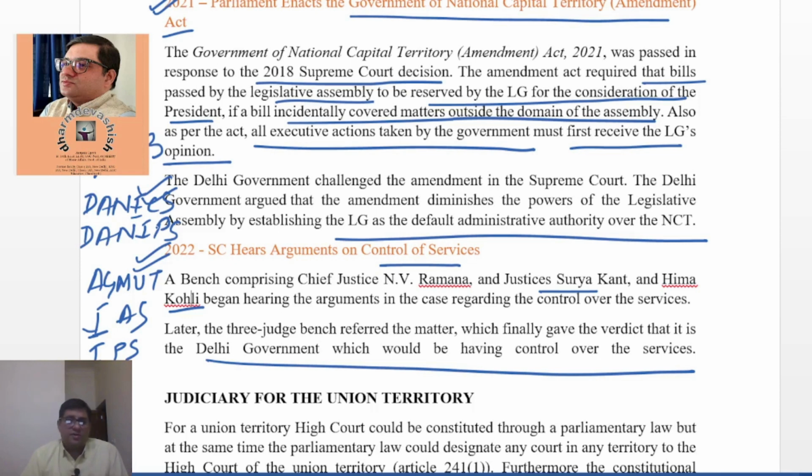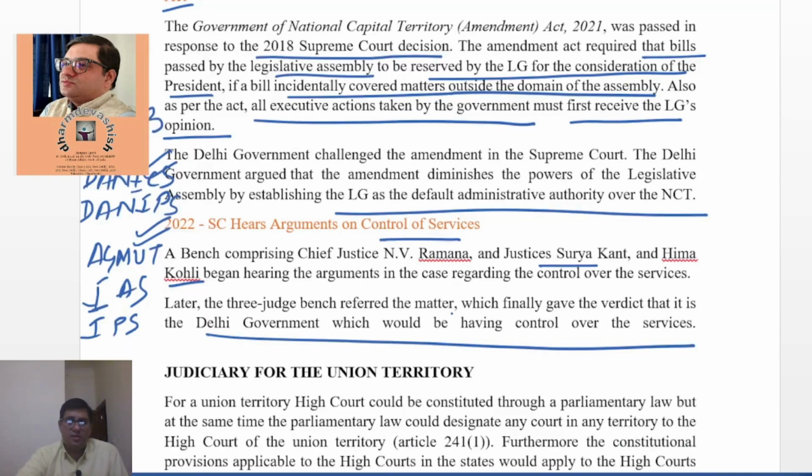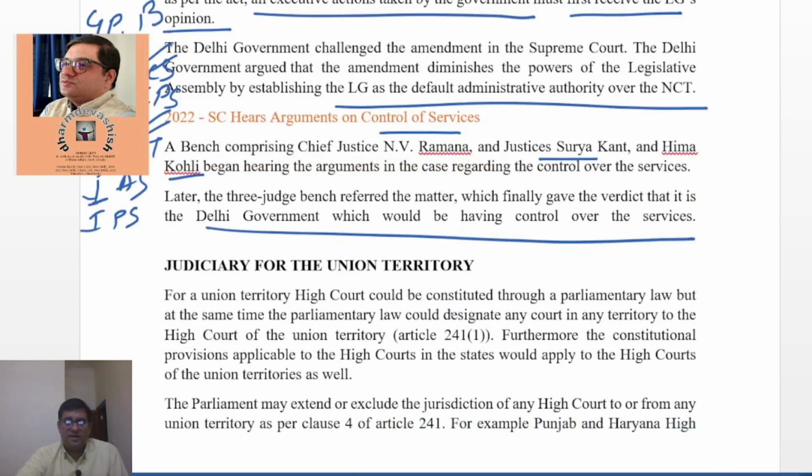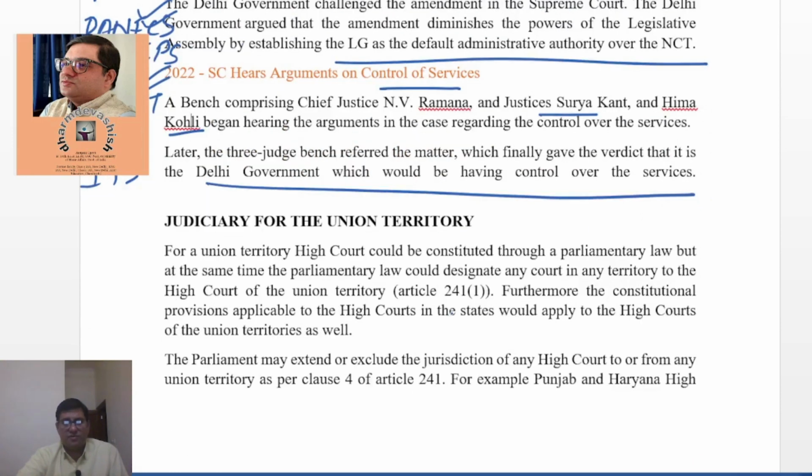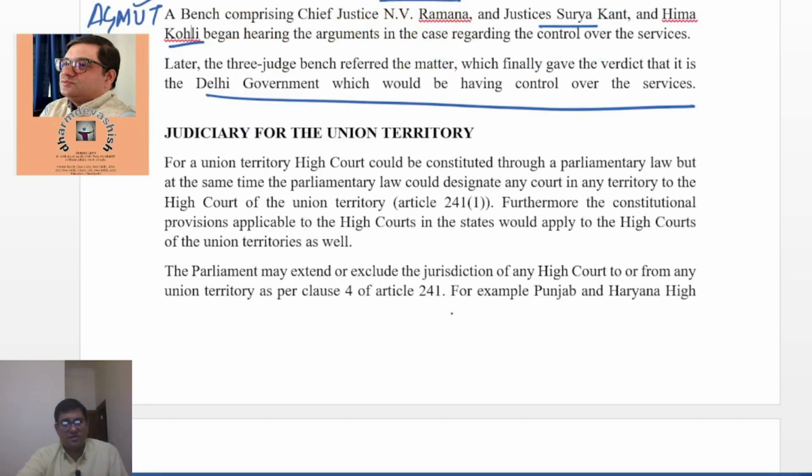So this was all about the administrative setup of the UT of Delhi. Talking a bit about the judiciary of a union territory. This judiciary for union territory is a common theme. There would be no UT specific analysis over here. Why? Because judiciary is an integrated whole. It is an integrated continuum, right from the lower judiciary to the apex court, that is the Supreme Court.